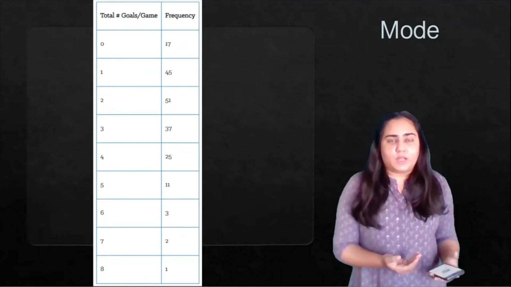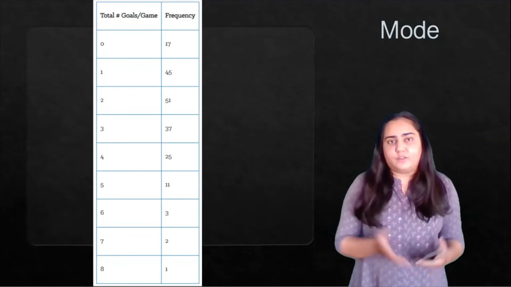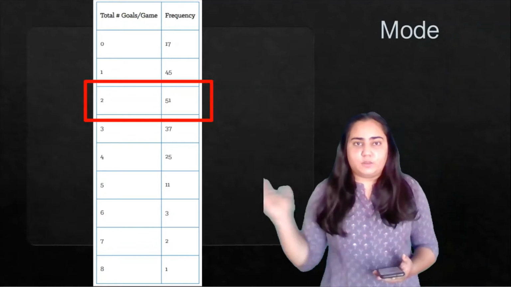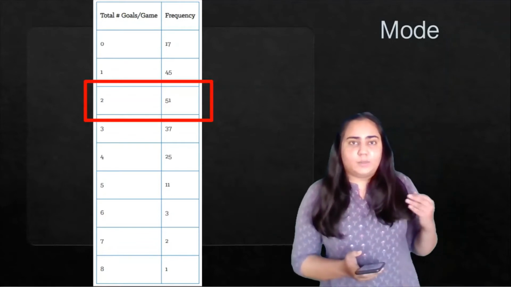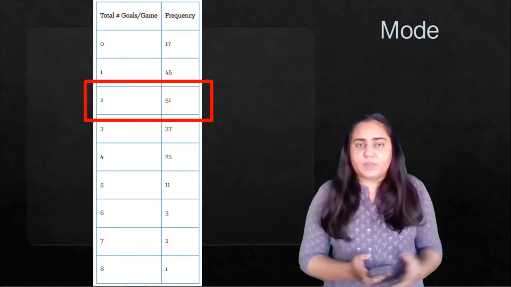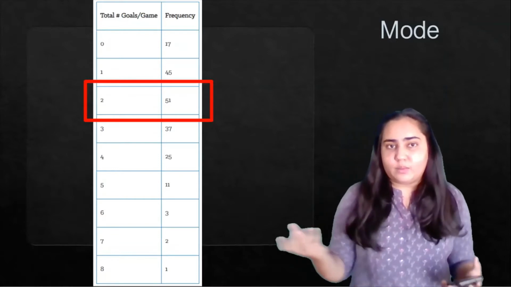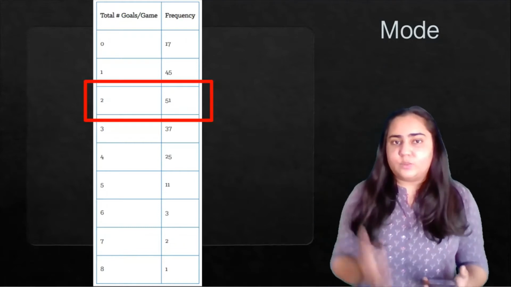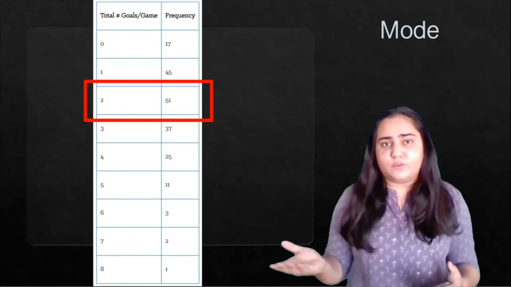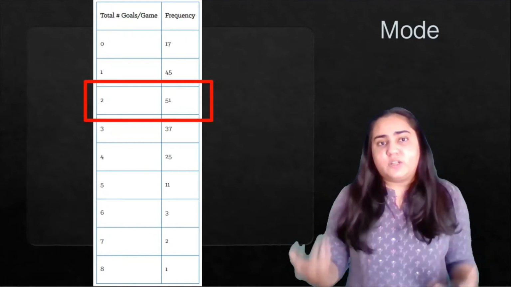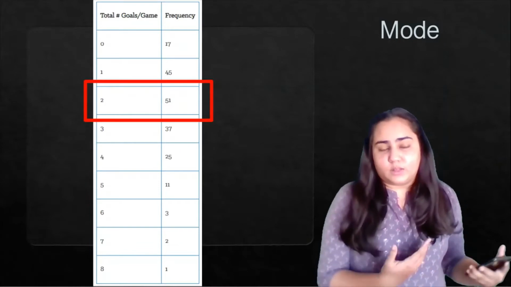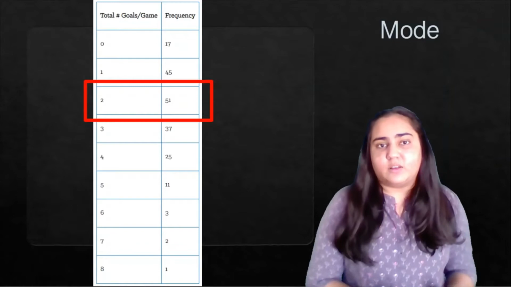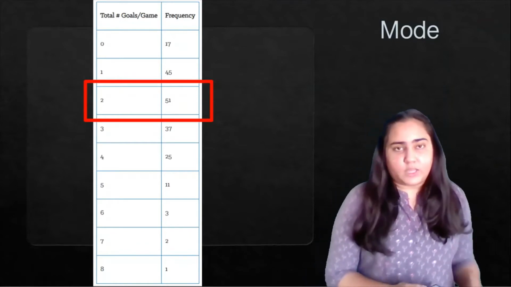And then based on that, we have created this frequency table, where we can find the mode, that the number of goals that were made, and that number which is the highest is 2. So 2 is not the highest number of goals, but the most number of times the number of goals were made in any game is 2, because those were made in about 51 of the games.